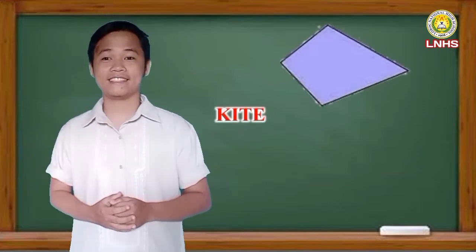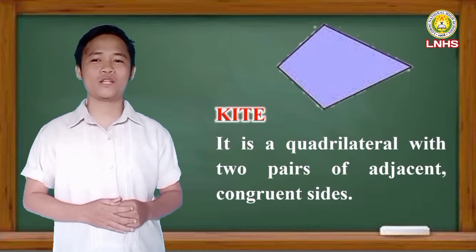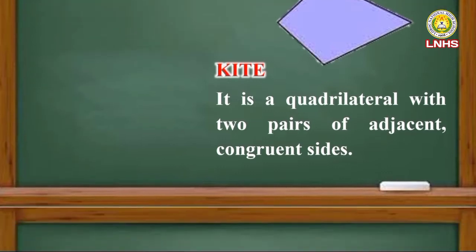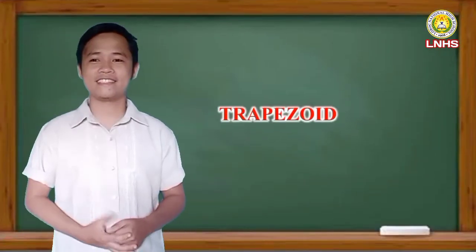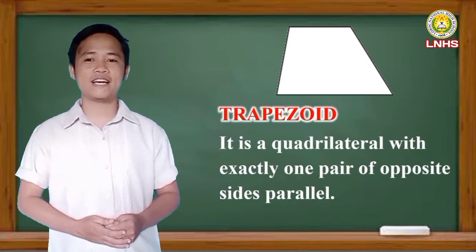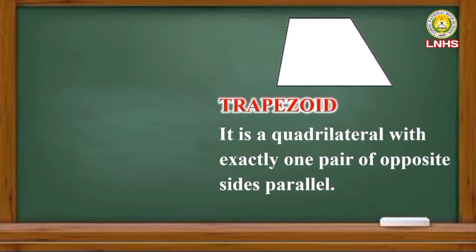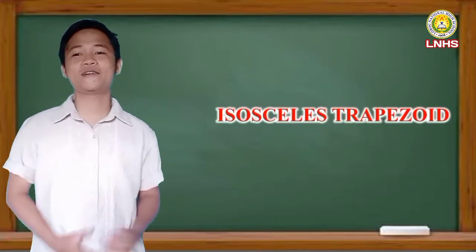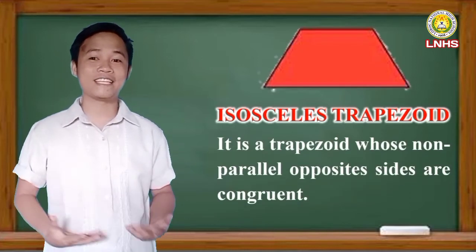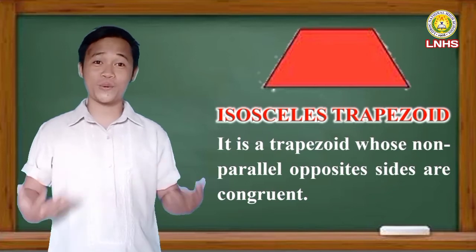What about kite? So kite, it is a quadrilateral with 2 pairs of adjacent, congruent sides. How about trapezoid? Trapezoid, it is a quadrilateral with exactly 1 pair of opposite sides parallel. And last one, we have isosceles trapezoid, and it is a trapezoid whose non-parallel opposite sides are congruent.